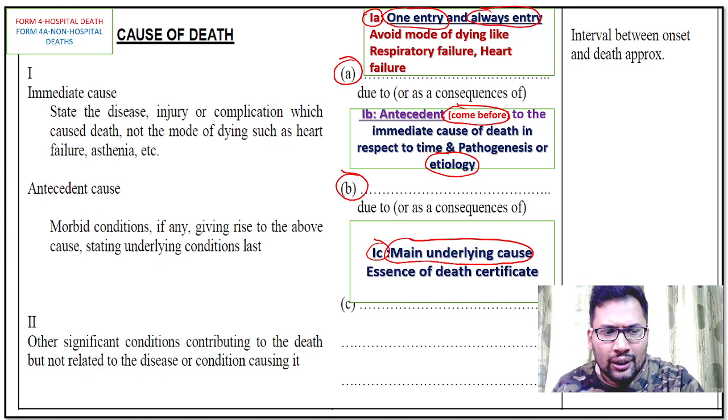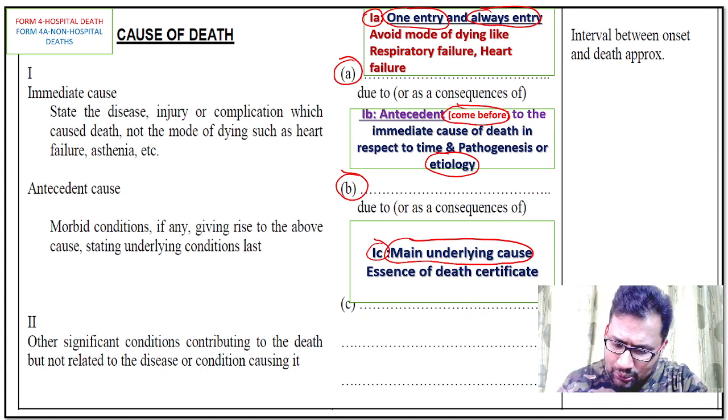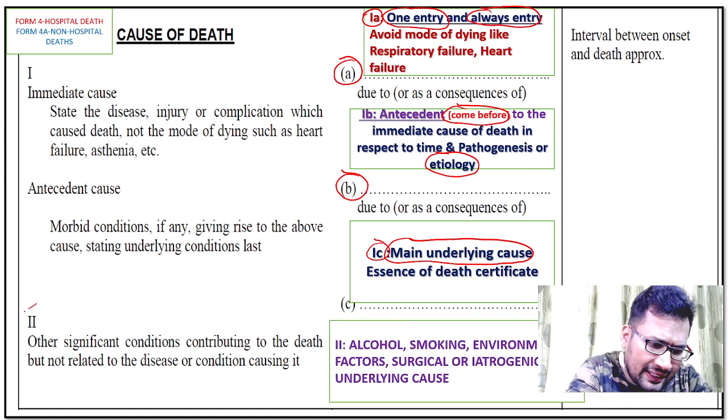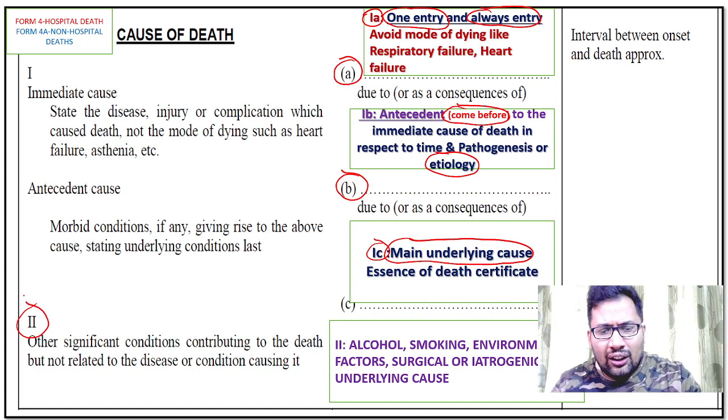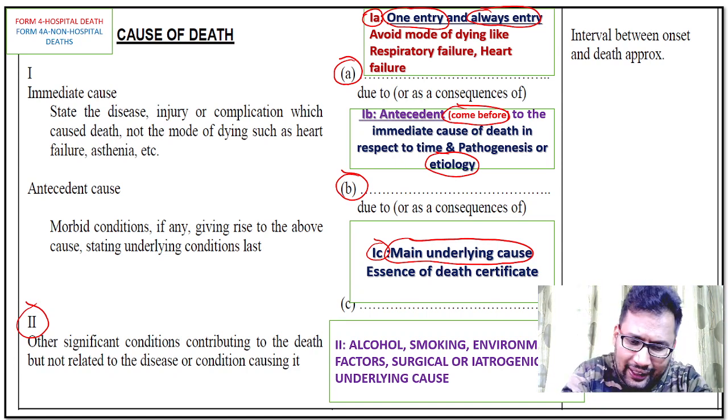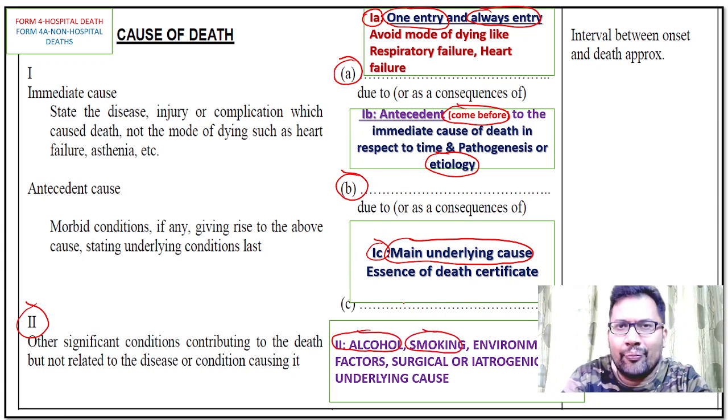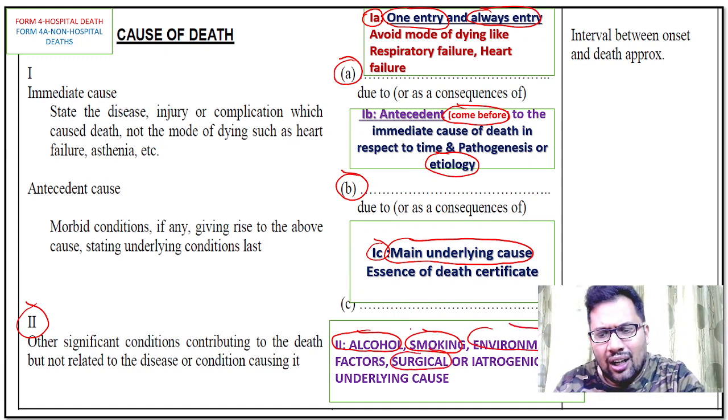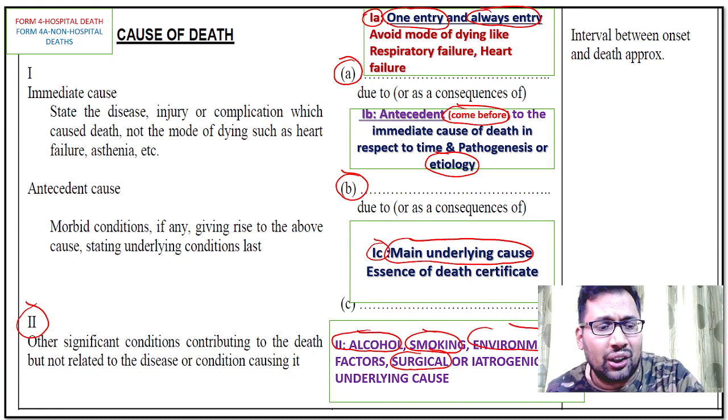Okay? Yes. Now, what is Part 2? Part 2 is other significant conditions contributing to the death but not related to the disease or condition causing it. For example, alcohol, smoking history, environmental factors, history of some surgery or some iatrogenic underlying cause. So, contributory conditions, other significant conditions come under Part 2.